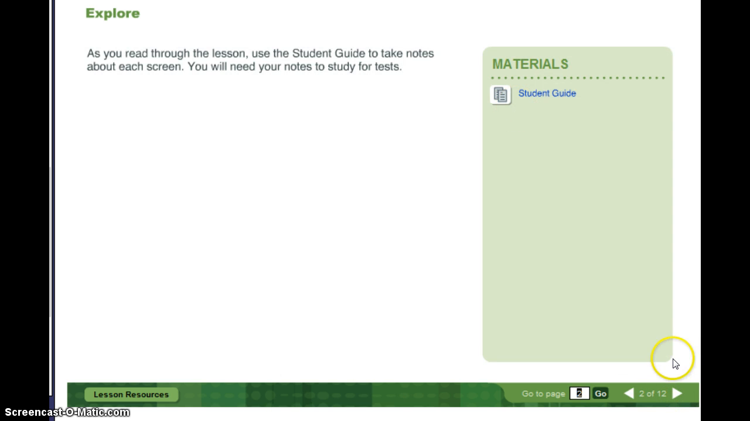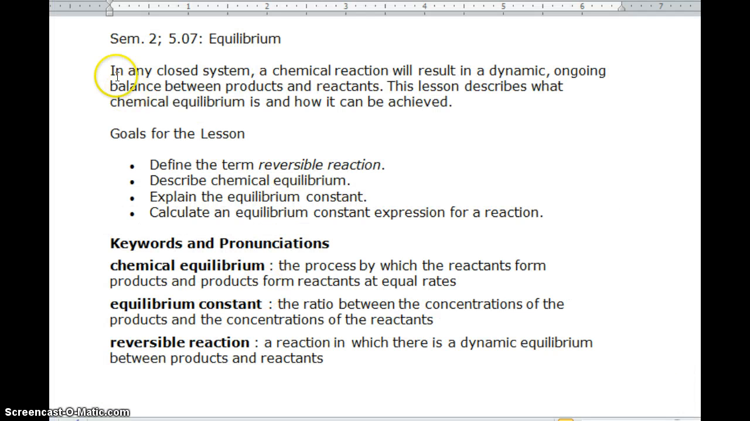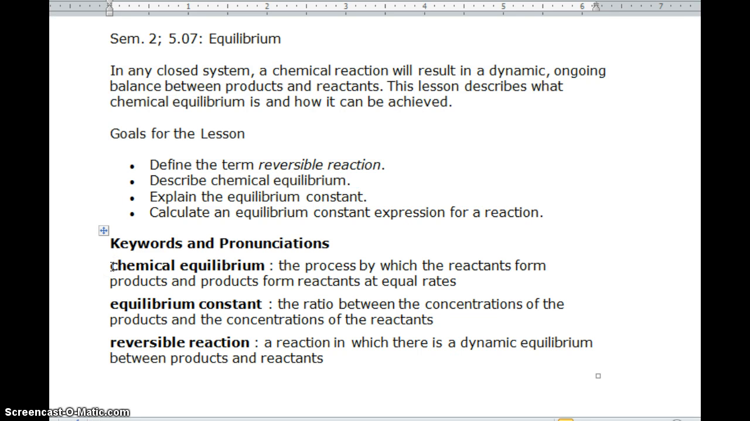So your student guide is on slide 2. And from the student guide, I just kept the beginning, the goals, and our keywords. Chemical equilibrium: the process by which the reactants form products and products form reactants at equal rates. So in other words, it's going back and forth.